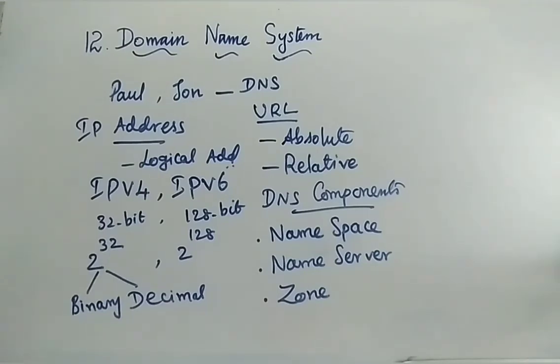The next one is the primary or master name server. It contains a zone resource record. Zone level records will be here.